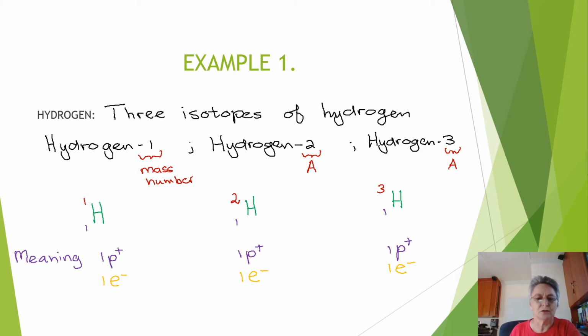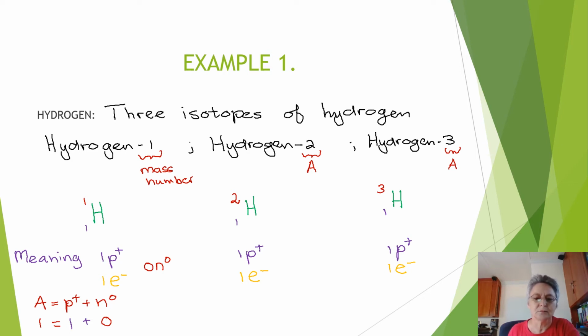Then we get to the mass number. Now, the mass number is the number of protons plus the number of neutrons. So if the mass number of hydrogen 1 is 1 and it's got 1 proton, how many neutrons will there be in this atom? There will be no neutrons. So this atom of hydrogen 1 has 0 neutrons. Neutrons have no charge.